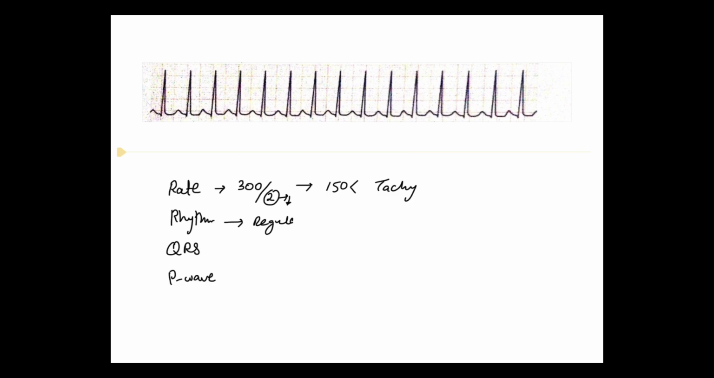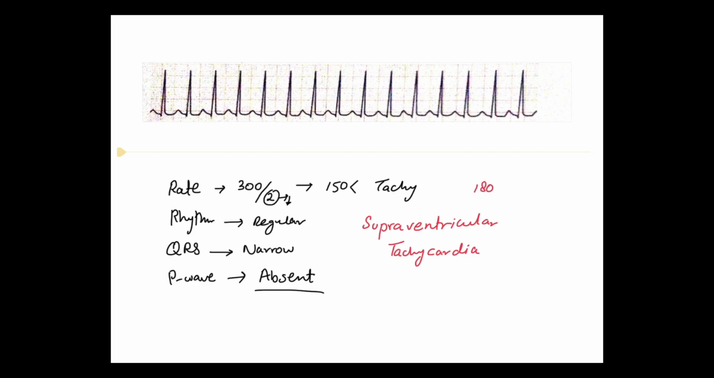Looking at the rhythm, we already know it's regular. Then moving on to the QRS complex, which is narrow, and moving on to the P wave, if we can find any. We can see there is no P wave, so it is absent, as there is only a T wave in the ECG. So in this case, with a heart rate of more than 150, we will call it supraventricular tachycardia. We normally say it if it is more than 180, then we can call it SVT.